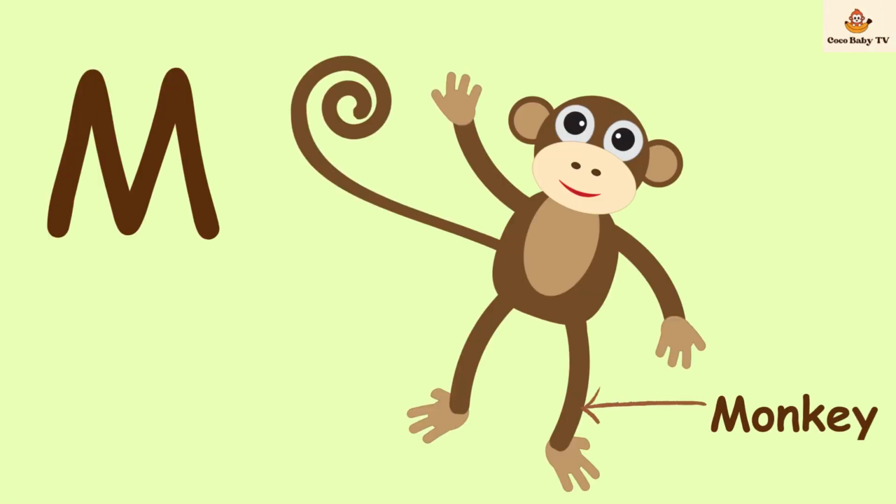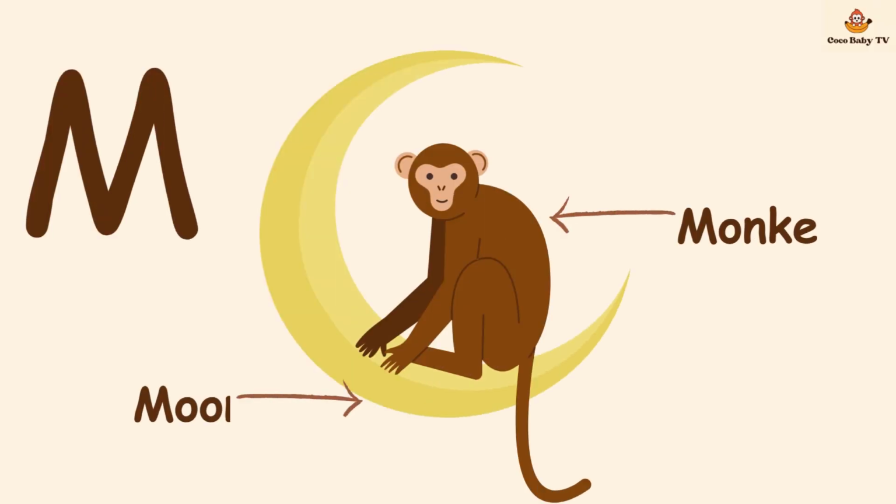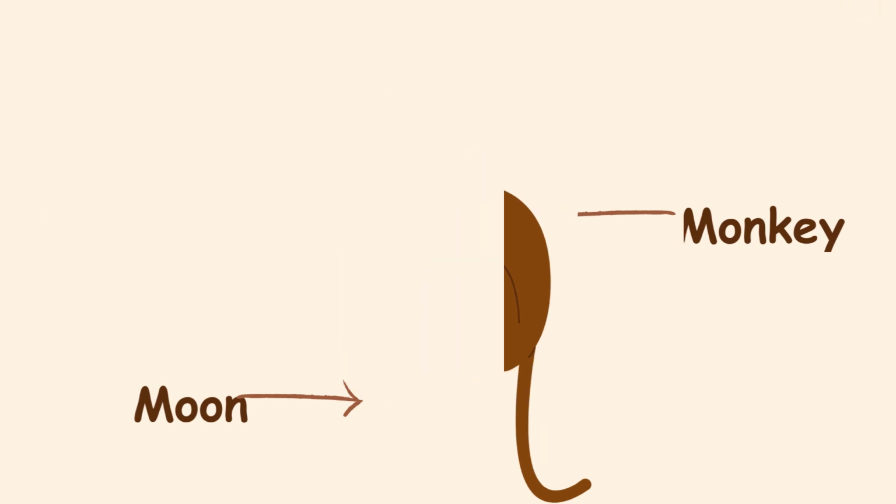M is for monkey. M is for moon. M is for monkey. M is for moon. Monkey sits on the moon.